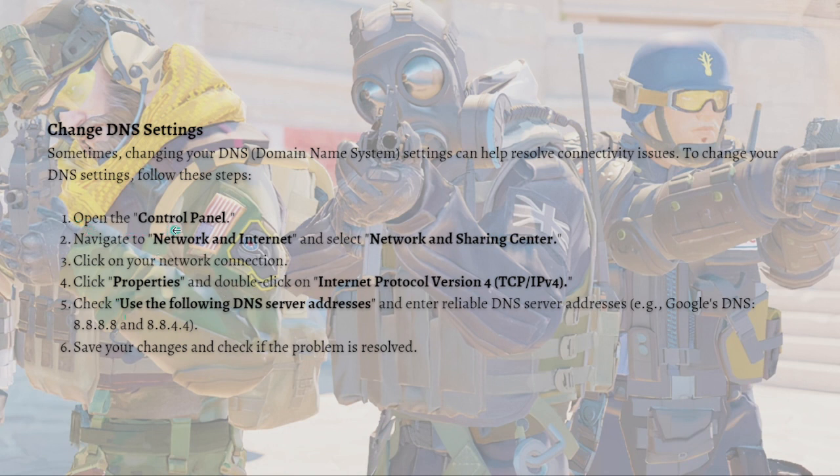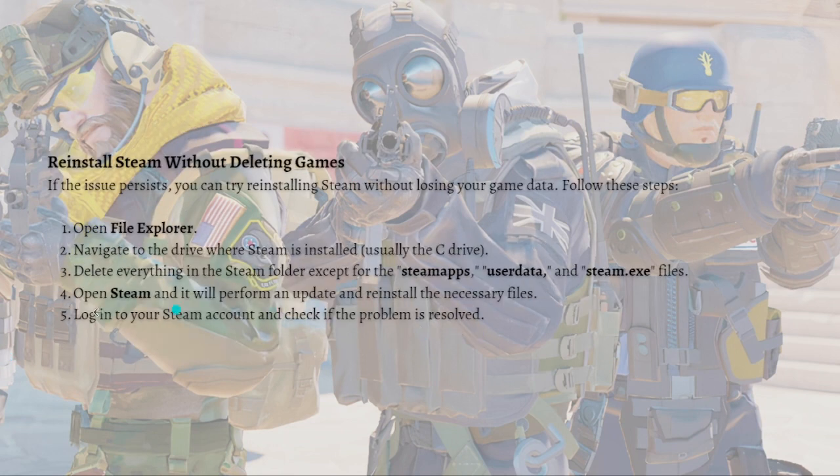So first, open your Control Panel, navigate to Network and Internet, and select Network and Sharing Center. Click on your network connection, click Properties, and double-click on Internet Protocol Version 4 (TCP/IPv4). Select "Use the following DNS server addresses" and enter reliable DNS server addresses. For example, for Google's DNS, it is 8.8.8.8 and 8.8.4.4. After doing all of that, save your changes and check if the problem is solved.